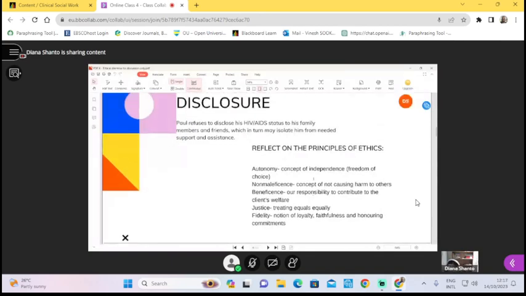What's the answer? Paul refuses to disclose his HIV status to his family friends, qui en même temps va l'isoler parce qu'il a besoin de support, assistance. But you have this client who refuses to disclose his HIV. You have an ethical dilemma, and what is it? Doesn't want to disclose. You have an ethical dilemma. On m'a donné des réponses, on va voir.